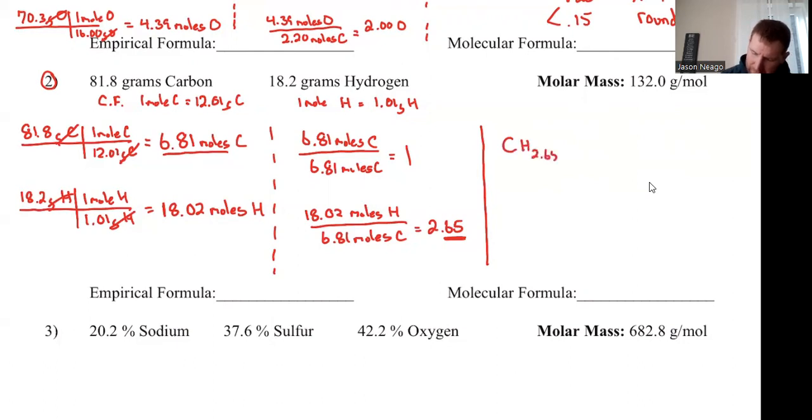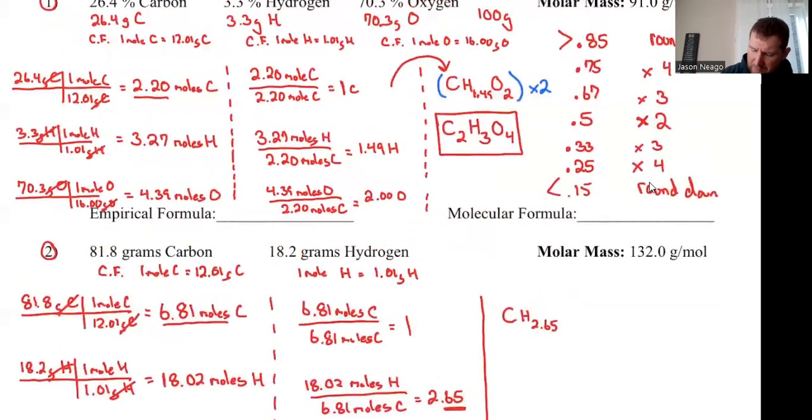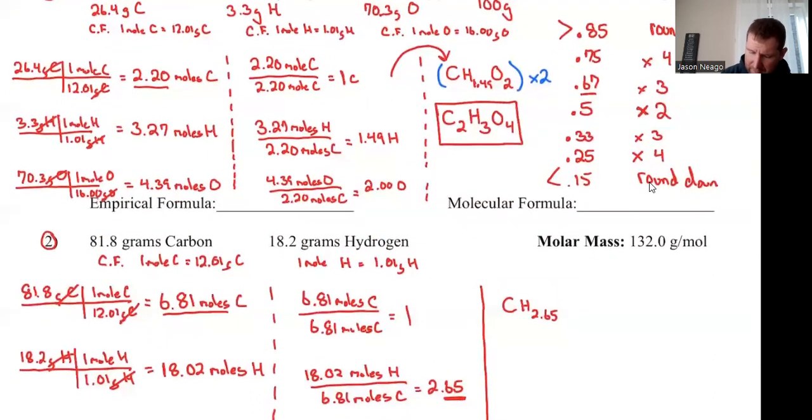2.65. Okay, well, if I look up, where is 0.65 closest to? Well, it's closest to this 0.67 value. So what does that mean? Well, it means that I have to multiply my entire formula by 3. So when I do that, I get C3. And when I multiply 2.65 times 3, I get 7.95, or roughly 8. So my formula would be C3H8. And that is my empirical formula.